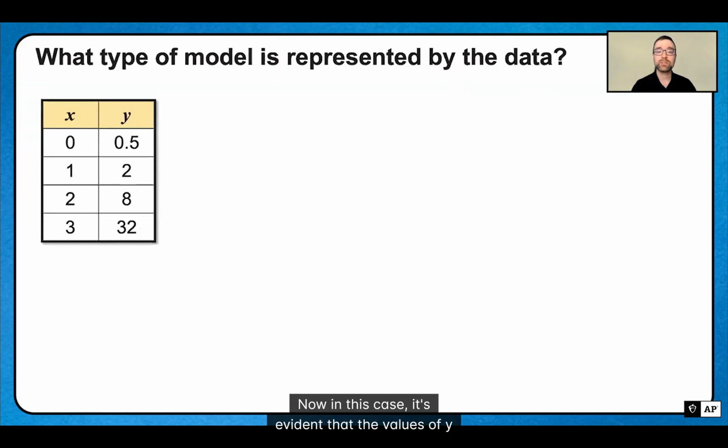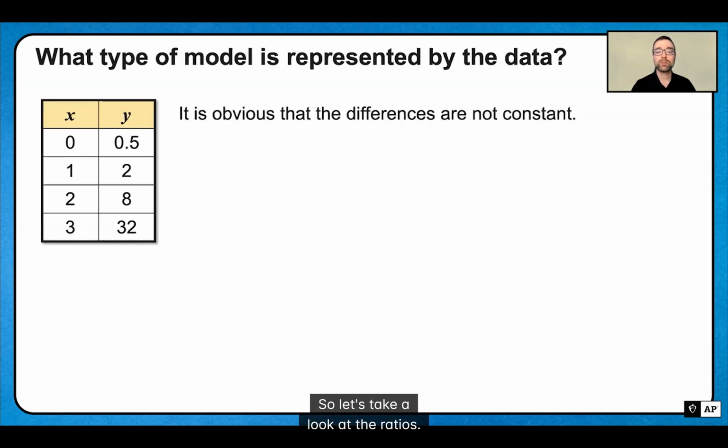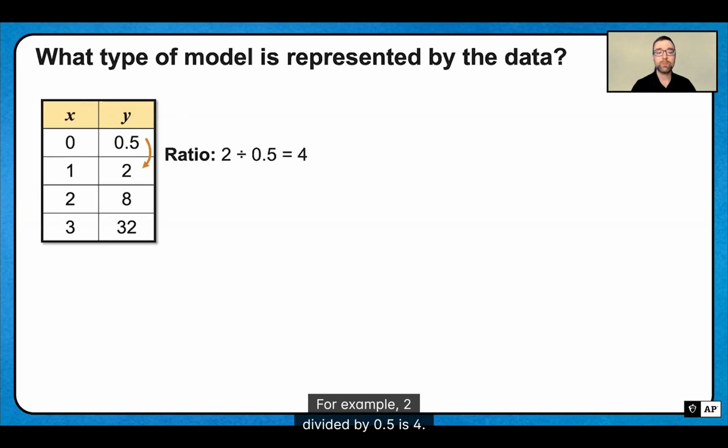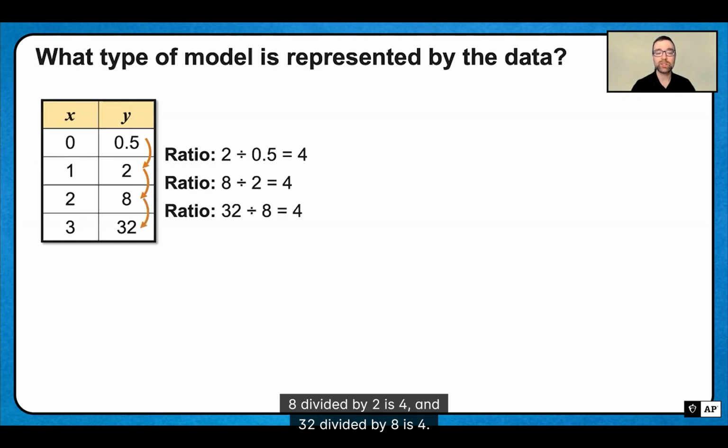Now, in this case, it's evident that the values of y are not changing by the same amount for every 1 unit change in x. So let's take a look at the ratios. For example, 2 divided by 0.5 is 4. So we had to multiply 0.5 by 4 to get to the next y value. And notice, to get to 8, we had to multiply the 2 by 4 as well. 8 divided by 2 is 4, and 32 divided by 8 is 4.